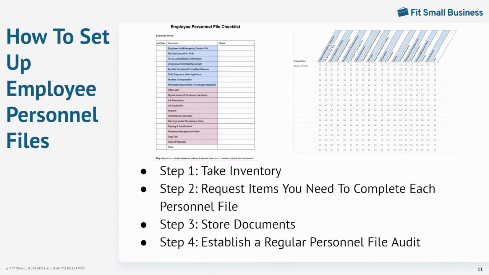As we just reviewed, step 1 is to take inventory. Step 2 is to request items you need to complete each personnel file. If there are documents on your list that you cannot find in your files, you can request these documents from your employees. Give each employee their individual checklist to show what they need to submit to update their personnel file.